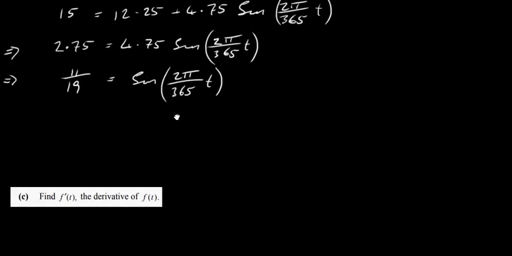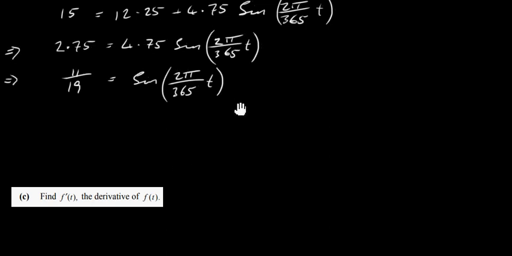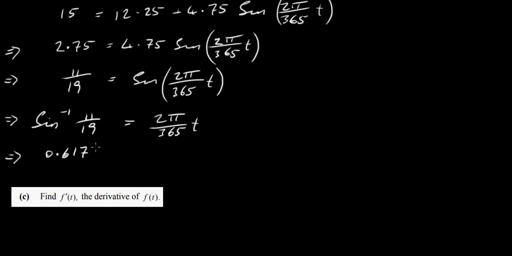Okay, that's as far as we can go really in terms of getting rid of things from the right hand side. So next thing we've got to do is, we have the sine of something is this number here. So to find out what the something is, to find your angle here, you just got to do sine inverse. So in other words, we've got to get sine inverse of 11 over 19, you can do this on your calculator, is equal to 2 pi over 365t. So sine inverse of 11 over 19 is 0.617437, and that's equal to 2 pi over 365 times t.